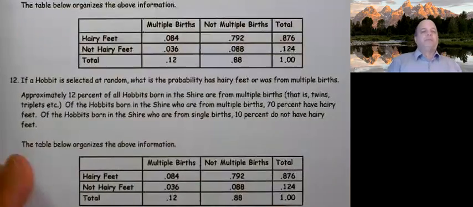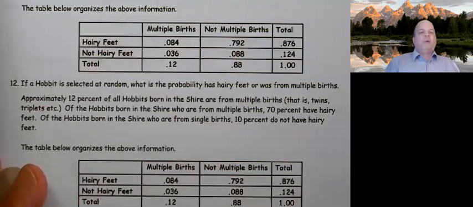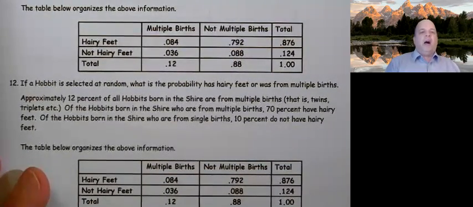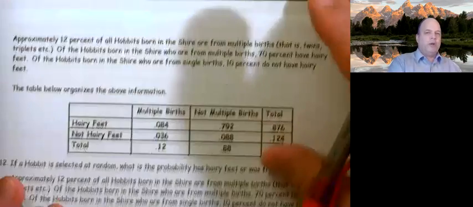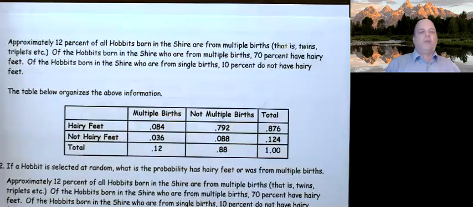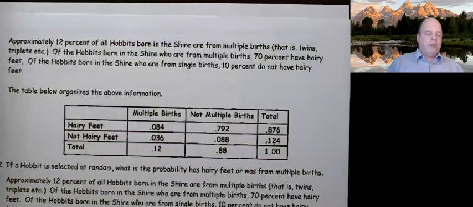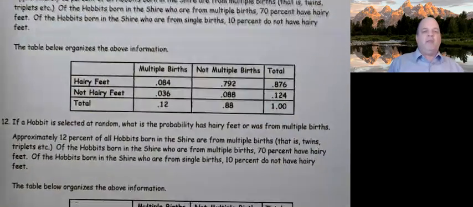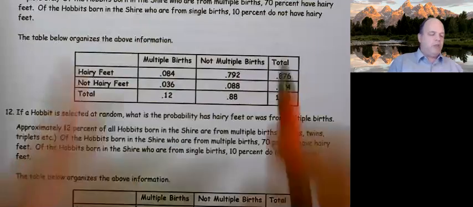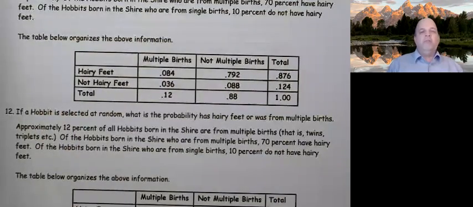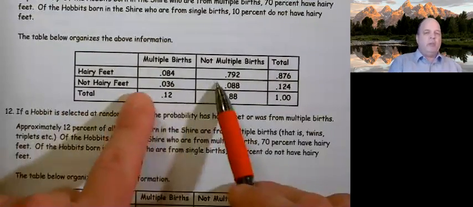Number 12. Approximately 12% of hobbits born in the Shire are from multiple births. That's twins, triplets, etc. Of the hobbits born in the Shire who are from multiple births, 70% have hairy feet. Of the hobbits born in the Shire who are single births, 10% do not. The table organizes the information above. Really, they didn't have to give you the whole table, but they did, and that just tells you where these numbers came from.